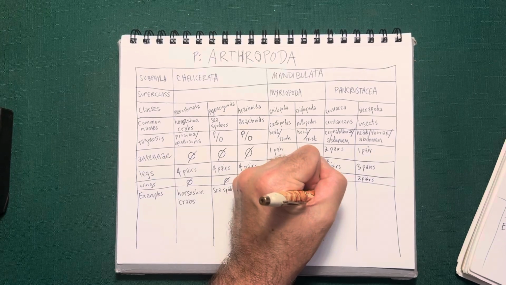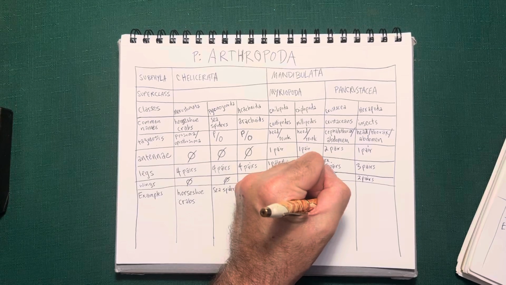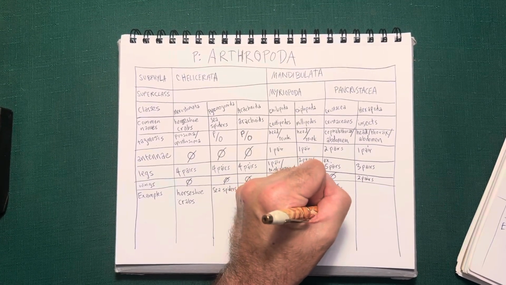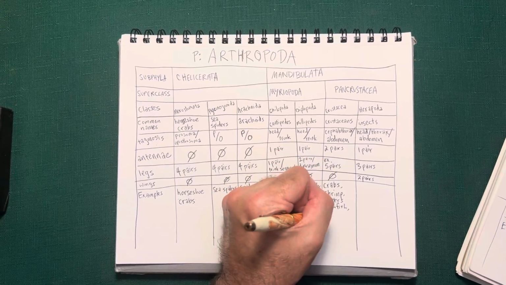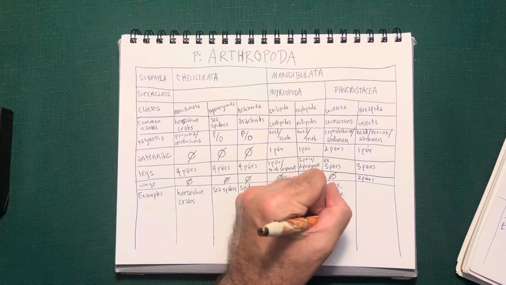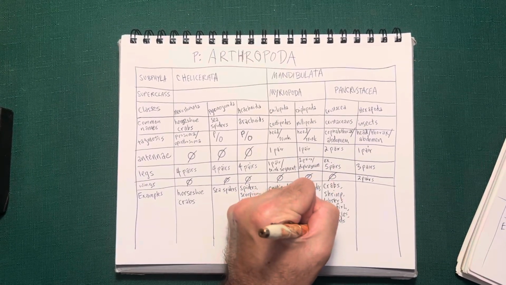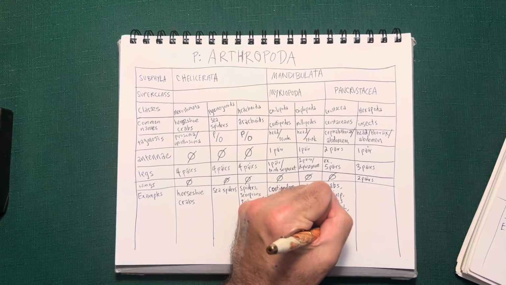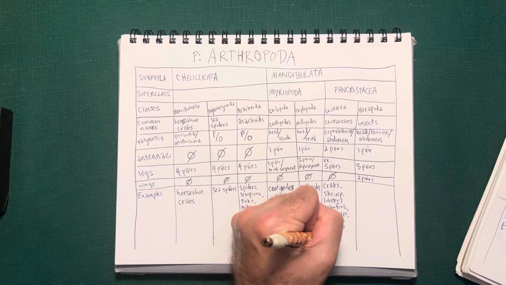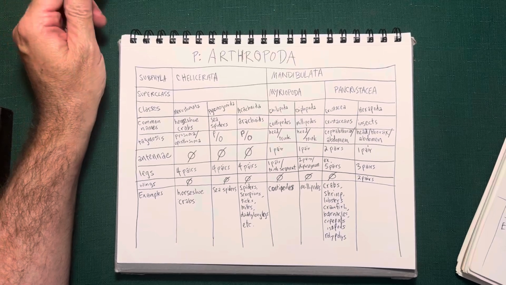Crabs, shrimps, lobsters, crawfish. Now we're getting into the less tasty things like barnacles, copepods, isopods, roly-polies. You probably encountered roly-polies and might have thought they were insects.